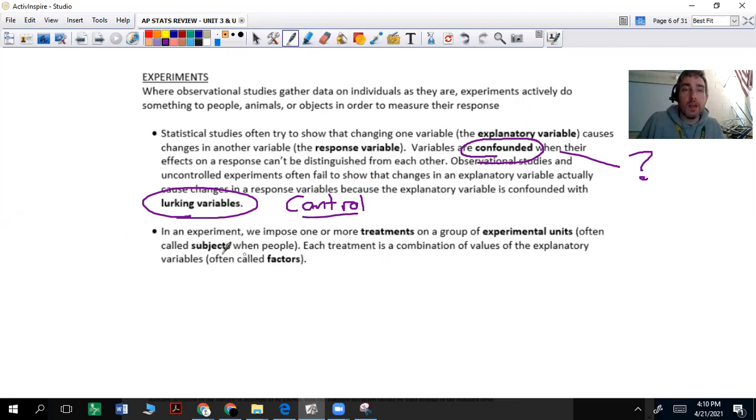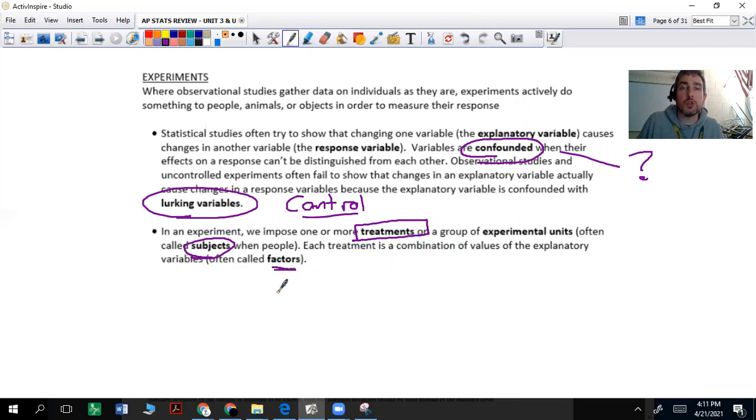messing up your data. In an experiment, we impose one or more treatments. A treatment is the thing you're giving to a subject to see if it works or not. The experimental units I like to call subjects. Experimental units is very formal, but subjects are typically people. Each treatment is a combination of values of the explanatory variable called factors.